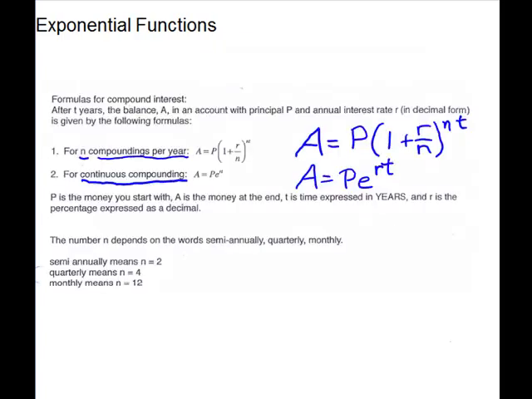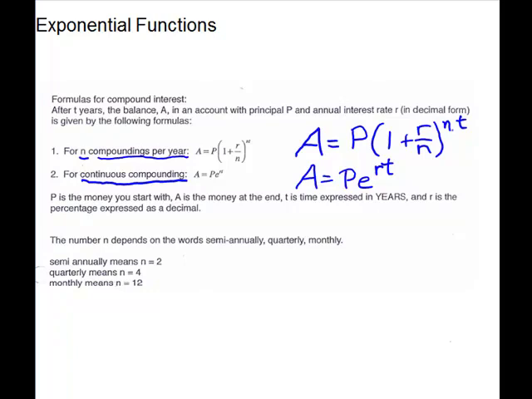Next, we have some applications of exponential functions, and we're going to calculate some compound interest. Compound interest means you earn interest on top of your interest, right? And so after t years, the balance in the account will be the A with principal P. This is what you put in originally. Annual interest rate R, which is in a decimal form, so drop your percent 2 places to the left, is given by these formulas. T is your time in years.